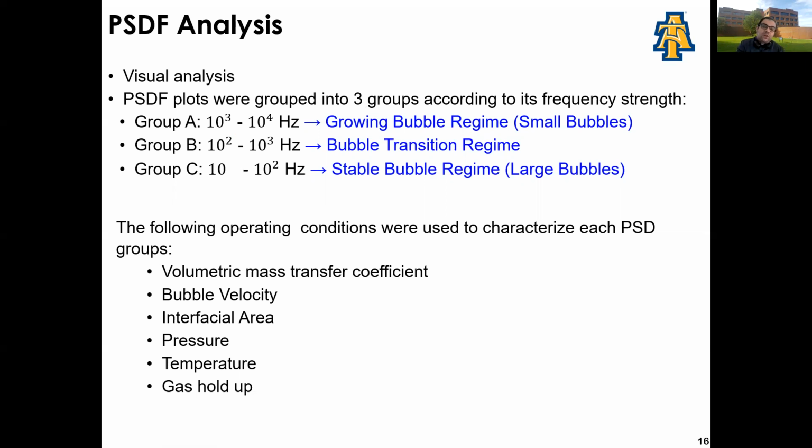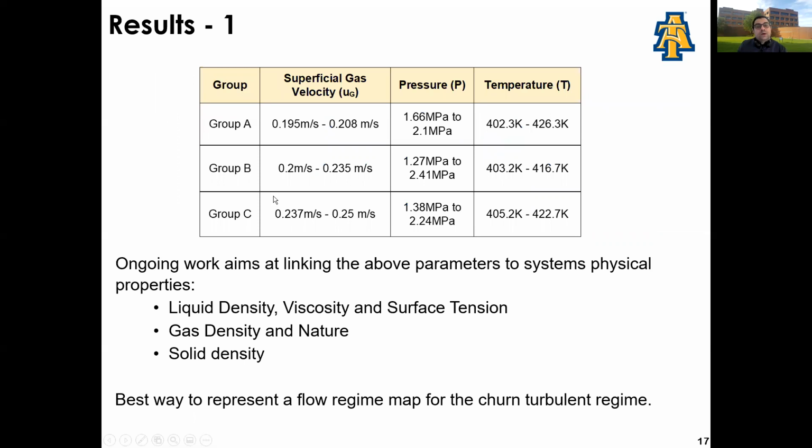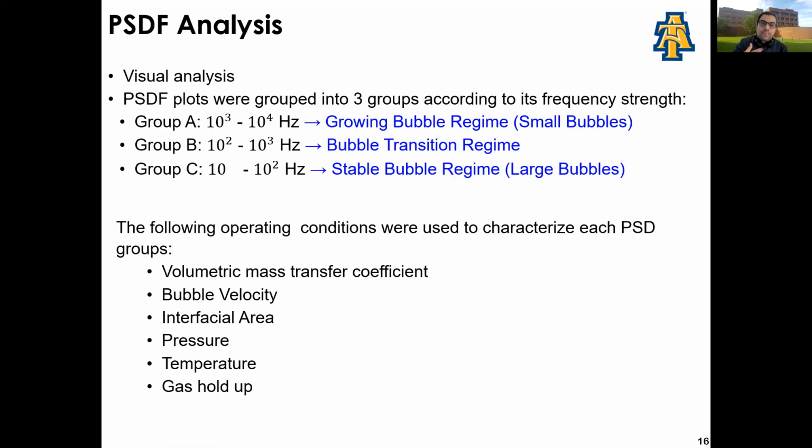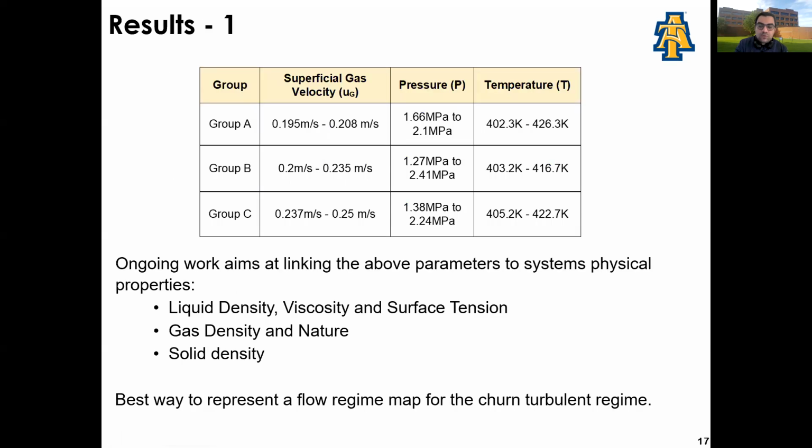Basically, we want to know about volumetric mass transfer coefficient, bubble velocity or gas velocity, interfacial area, pressure, temperature, and gas holdup. These are just some generalized results for the superficial gas velocity, pressure, and temperature of each group. As you can see, group A is towards the lower superficial gas velocity. This is the pressure range, and this is the temperature range, similarly for group B and group C. So we have some information about which operating conditions correspond to which group and which regime: the growing bubble regime, the transition, or the stable bubble regime.